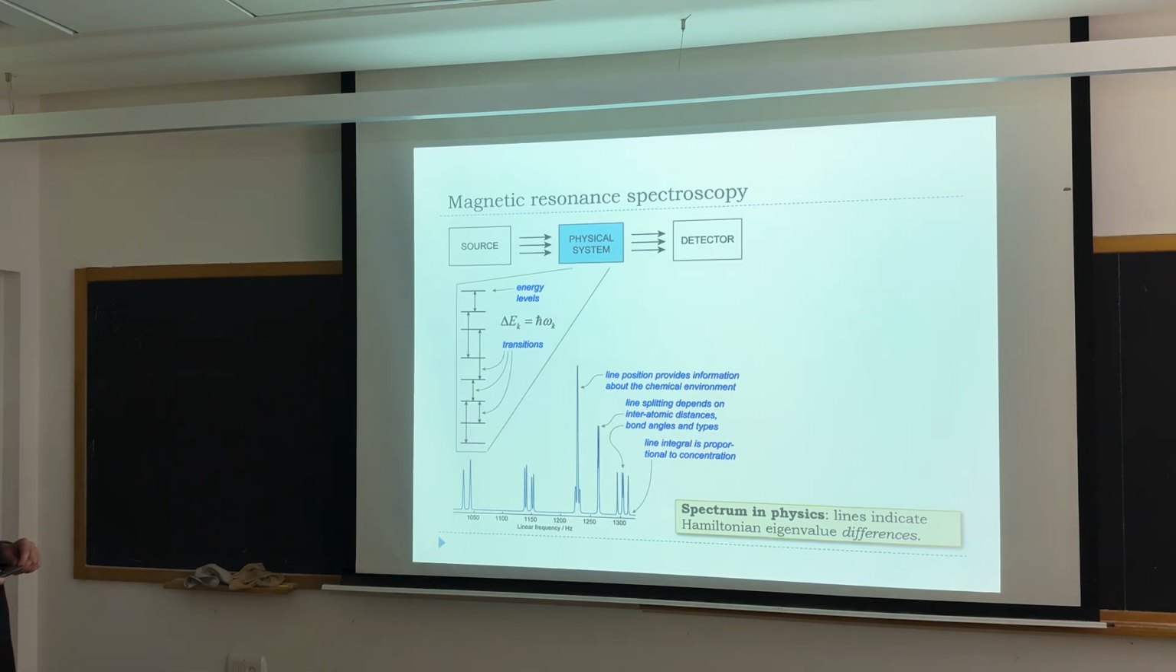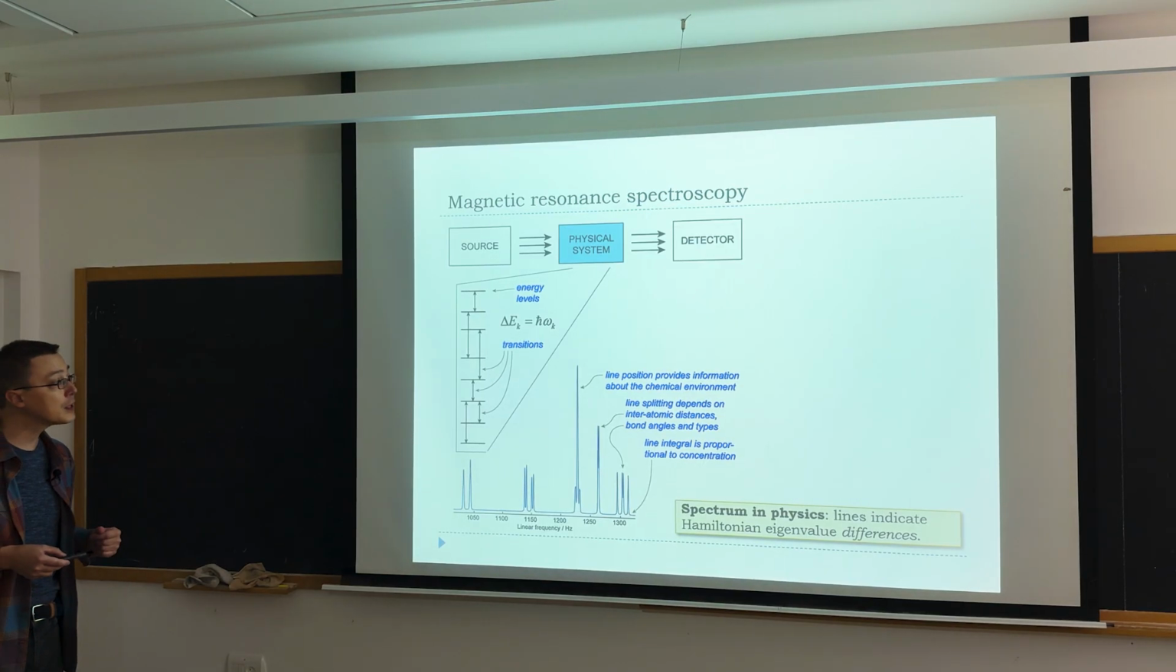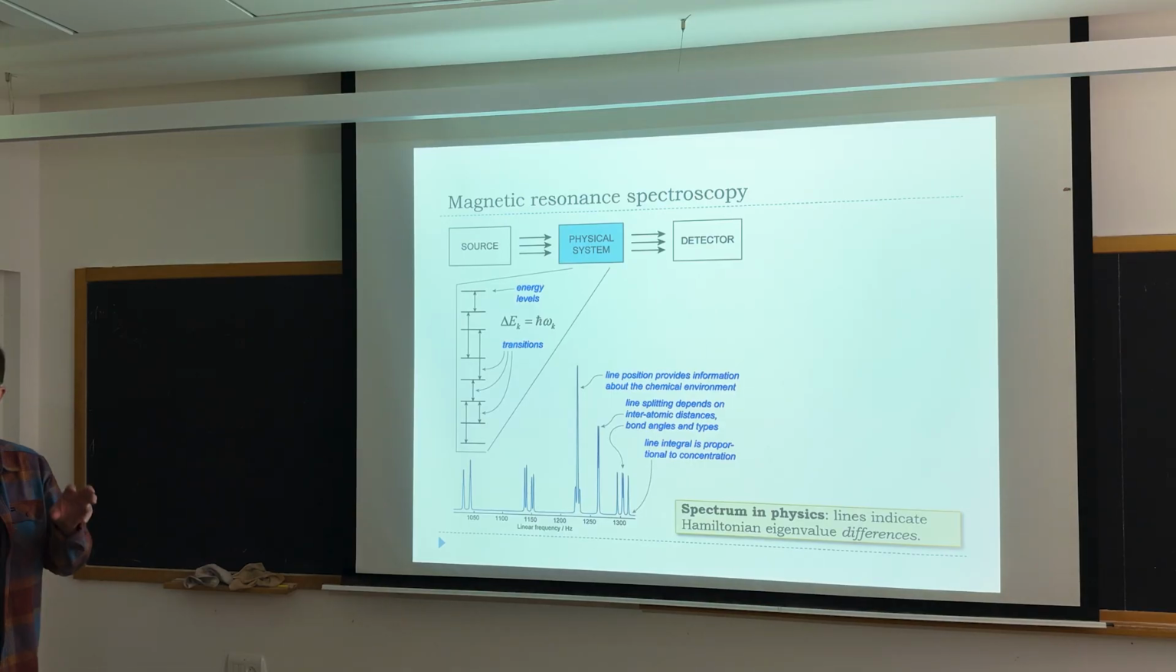Two chemists, because line position, right, so the shift of this line provides information about the chemical environment, because nuclei are somewhat shielded by the surrounding electrons, and depending on how much electron density you have around and what is the distance to the nearest excited state, you would have the shifts in these lines. These splittings, the fine splittings here, depend on interatomic distances, bond angles and types.